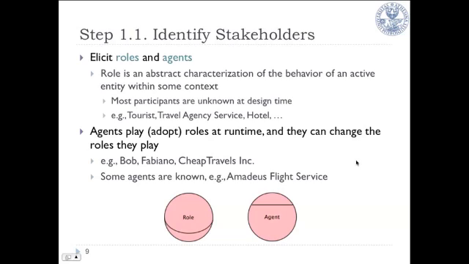So for instance, agents refer to concrete entities operating in the system. So it would be Elda, Fabiano, Chip Travels Incorporation being this given, known travel agency in the system. And some of these agents are known. So for instance, we know already from our stakeholders when trying to build the system that the Chip Travels Incorporation always relies on the Amadeus flight service to book flights. Therefore, we can represent that in terms of an agent.